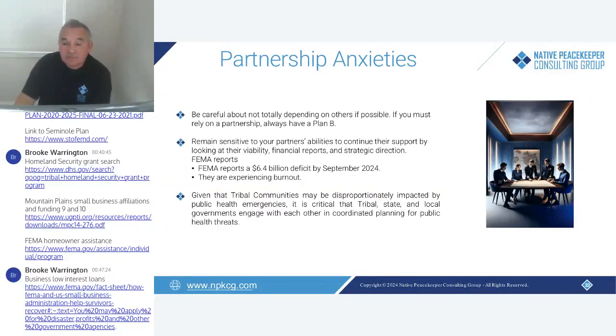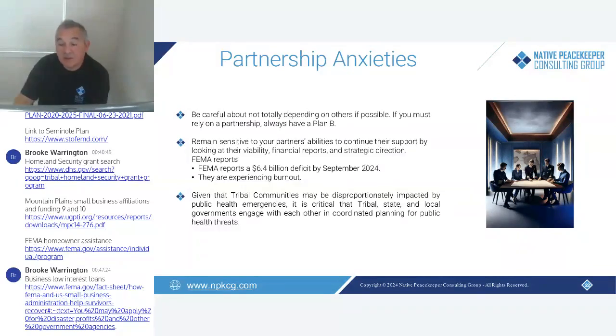Partnership anxieties. Be careful not to totally depend on others if possible. If you must rely on a partnership, always have a plan B for what that looks like. It can go beyond the resources, but you need to be thinking about that. Funding never stays the same, so remain sensitive to your partner's abilities to continue their support by looking at different reports and strategic directions. FEMA just reported that they expect a $6.4 billion deficit by September 2024. That was last month. They also experienced burnout. So you know things are going to change.